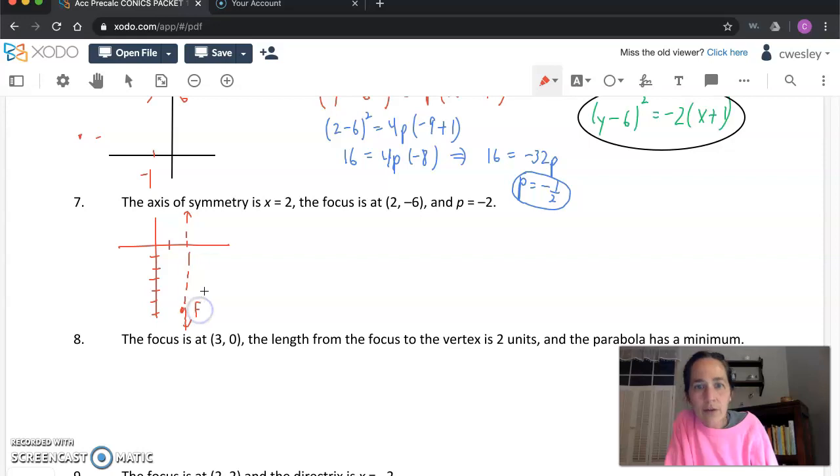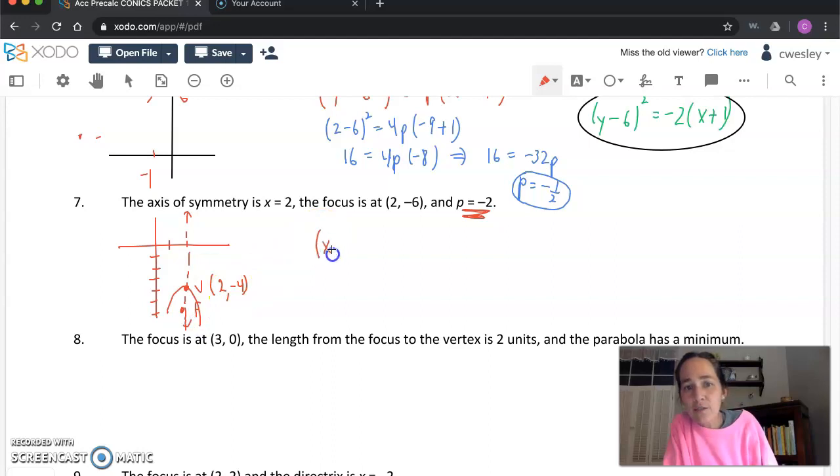Focus is down there, and p equals -2. So we know this parabola has got to either open up or down, and I'm leaning towards down since p is a negative value. The vertex needs to be 2 units up from there. We'll put the vertex up here, 2 units above that focus, at (2, -4). So all this is really good information to know.